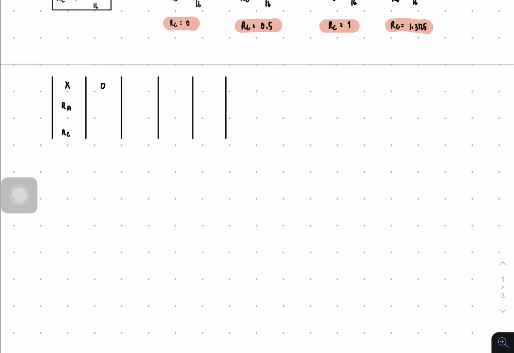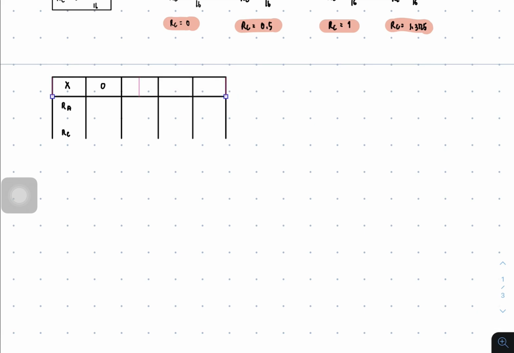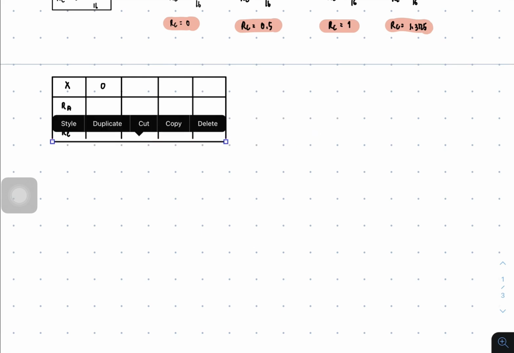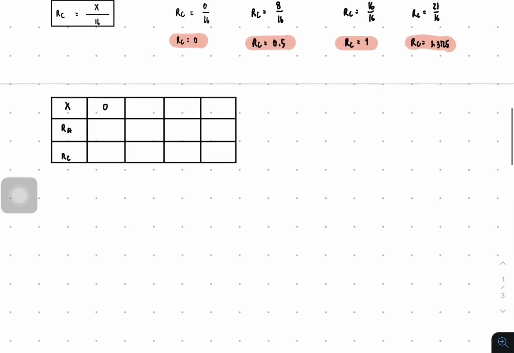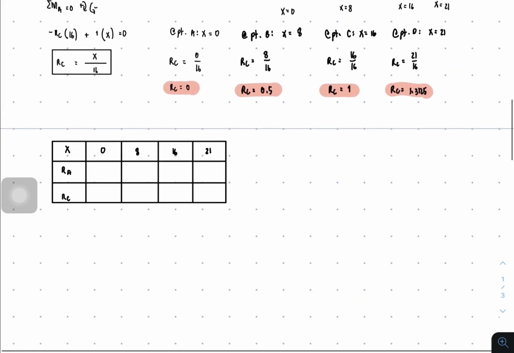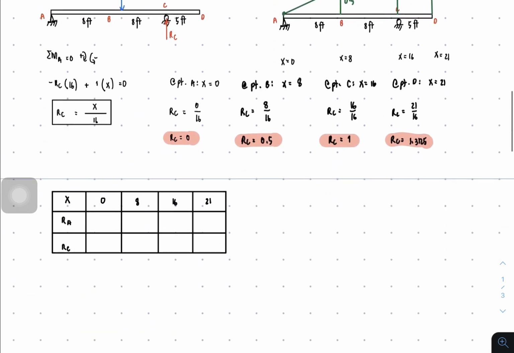So let's make a line, and let's copy this one for RA, and then for RC. Okay, so also X is equal to 8, 16, and 21. So the value of RA when X is at point X equal to 0 is 1.